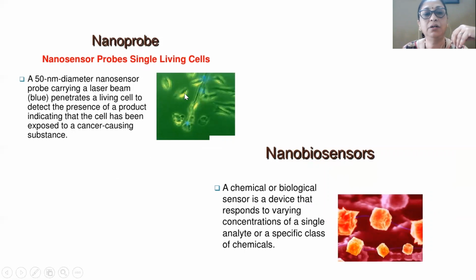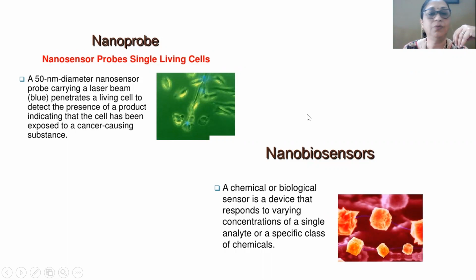Now here in this picture you can observe what is called a nano probe. This is a nanosensor probe, and it is carrying a blue light, and it penetrates a living cell to detect the presence of a product. That presence of the product is going to detect whether this is a cancer-causing substance or not. So for such medical reasons, nanosensor probes are used.